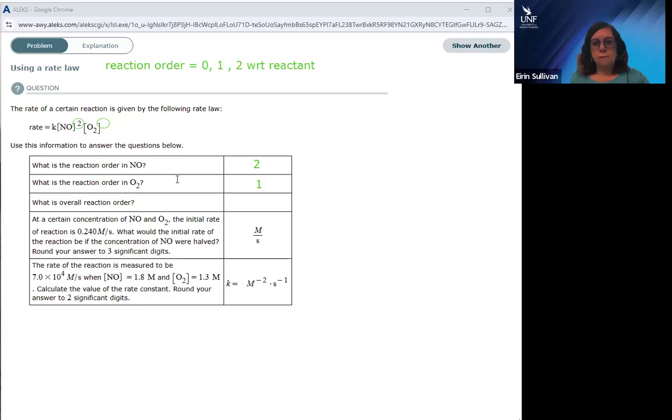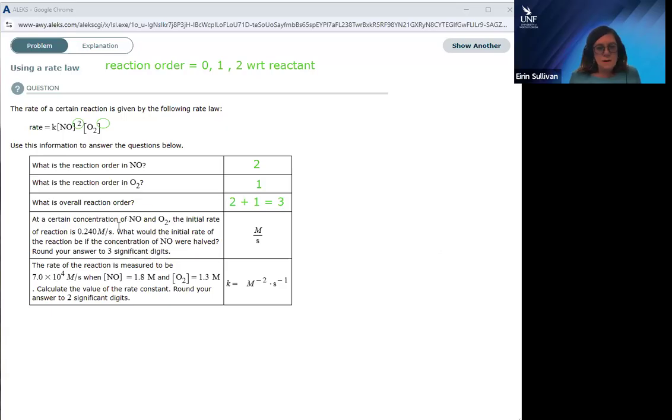Okay, so let's have a look then for the overall reaction order. The overall reaction order will be the sum of the reaction order with respect to each individual reactant. So in this case, we've got a second order reaction in nitrogen monoxide and a first order reaction in oxygen. Therefore, second order plus first order gives us a third order reaction overall.